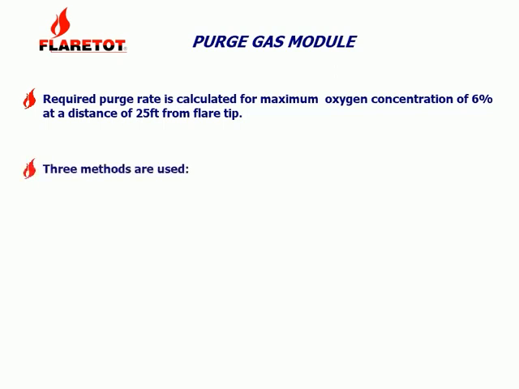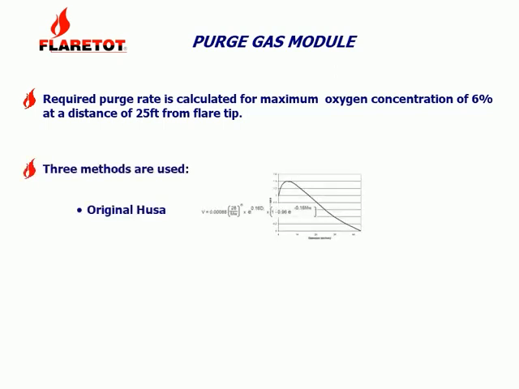Three methods are used. The first is the original Heuser method as published in 1964. The exponent n, which is dependent on tip diameter, is calculated automatically. The second method is the modified Heuser method, based on a more recent modification by Heuser in 1977 to give more realistic values for the flow. The third method provided is the TAN method.